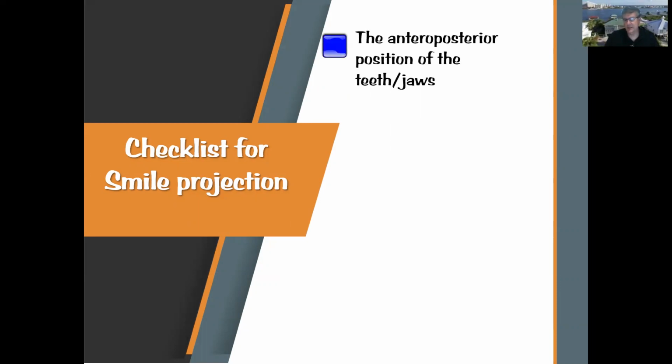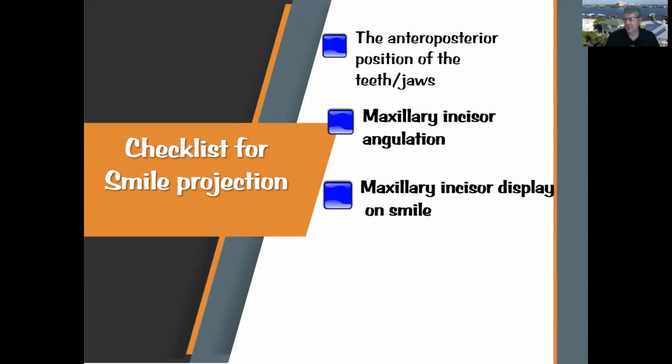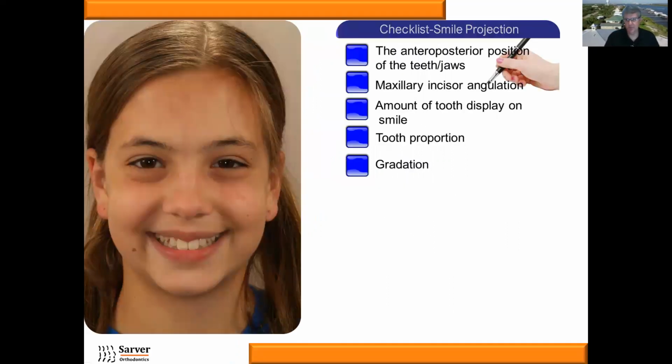Smile projection is checklisted as the AP position of the teeth and jaws, maxillary incisor angulation, maxillary incisor display on smile, incisor proportion, and gradation. You note that I don't go through some explanation right now of what smile projection means, because when I show you the case and its end result and what I'm talking about, it speaks clearly to what I mean by smile projection. So this is the young lady I'm going to use as an example.